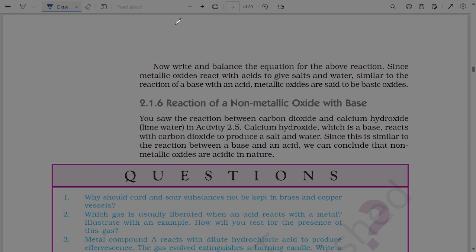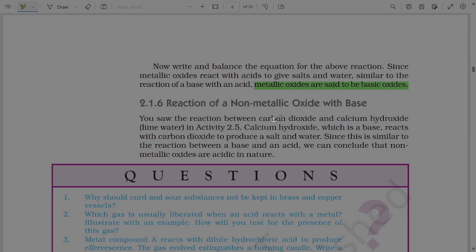Since metallic oxides react with acids to give salt and water, similar to the reaction of base and acid, metallic oxides are said to be basic oxides, or metallic oxides are basic in nature. It is to be noted that metallic oxides are basic in nature. So now we will see the reaction of a non-metallic oxide with a base.